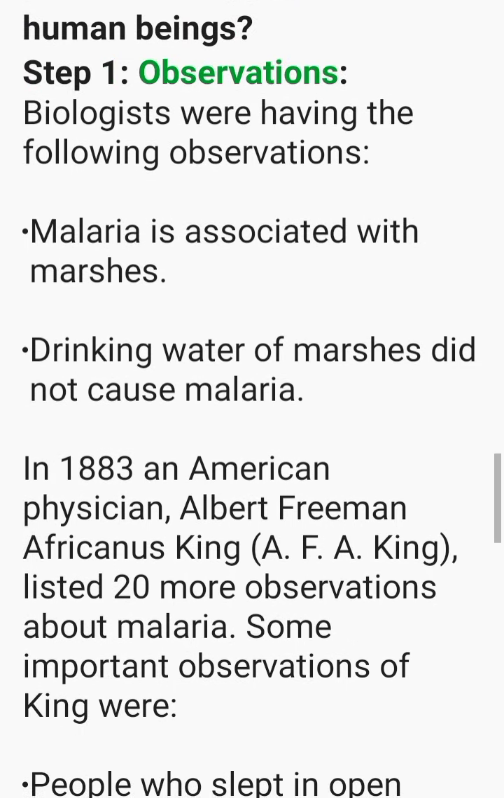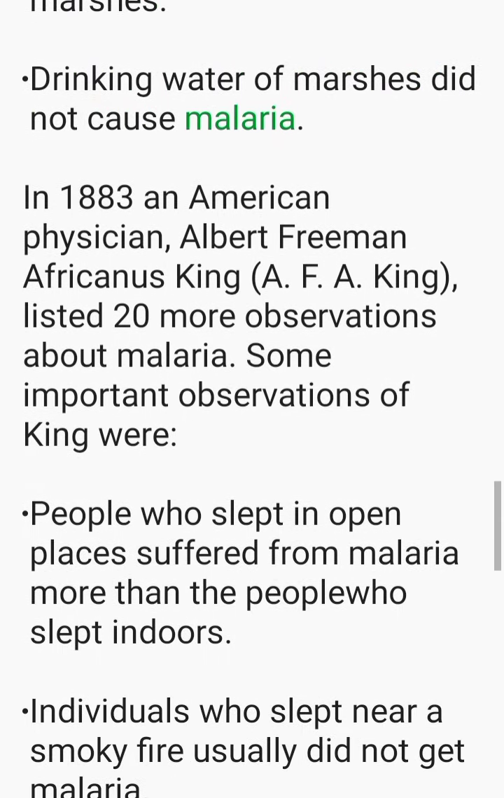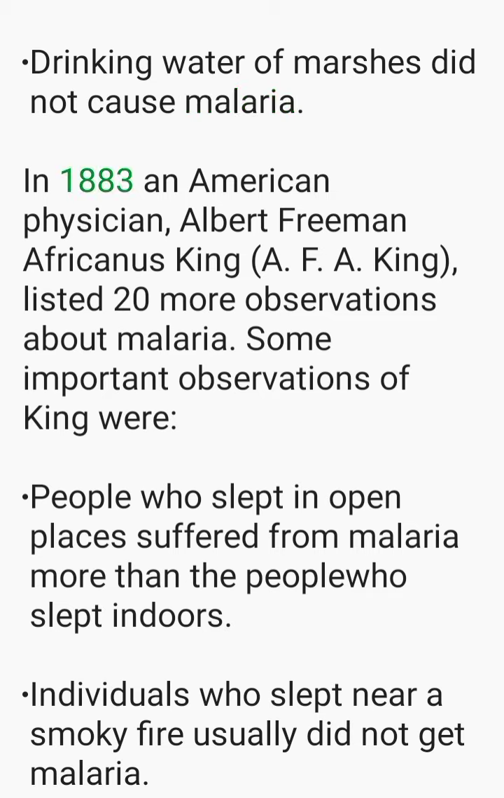Step 1. Observations. Biologists were having the following observations. Malaria is associated with marshes. Drinking water of marshes did not cause malaria. In 1883, an American physician, Albert Freeman Africanus King, listed 20 more observations about malaria.